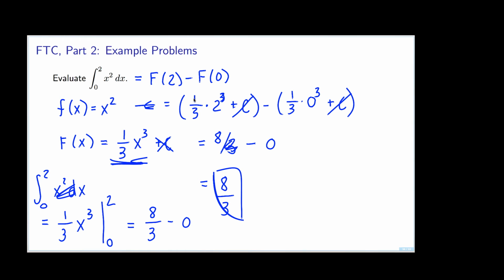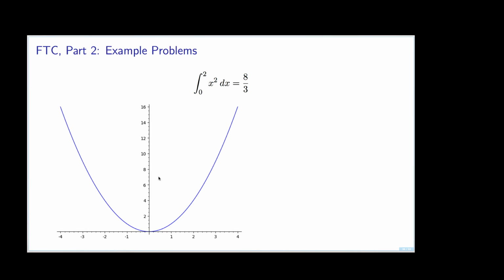So now let's look at what this tells us graphically. So this says that if I graph the function y equals x squared, then the area between the graph of this function and the x-axis from 0 to 2 is equal to 8 over 3. So this area is equal to 8 over 3.